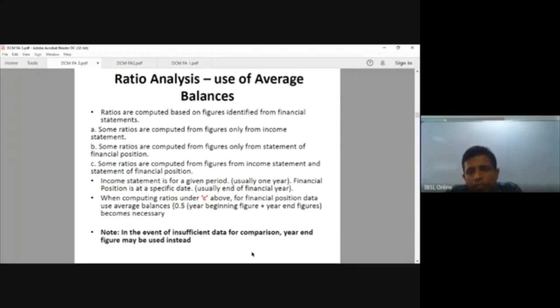This slide is a very important slide under ratio analysis. Right. Make a note of it. This is a very, very important slide for ratio analysis. Right.